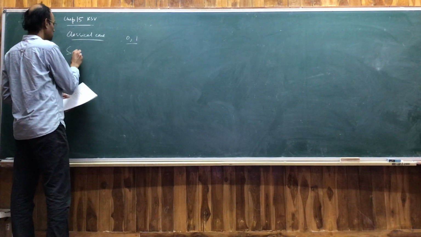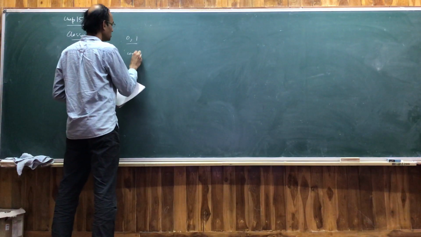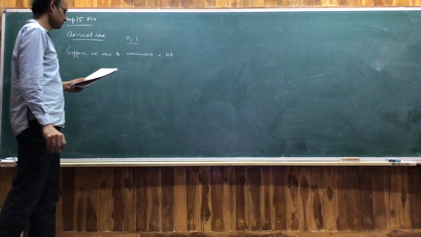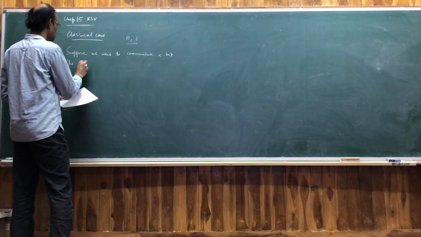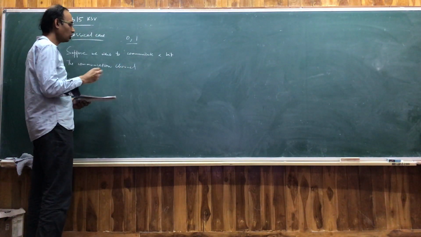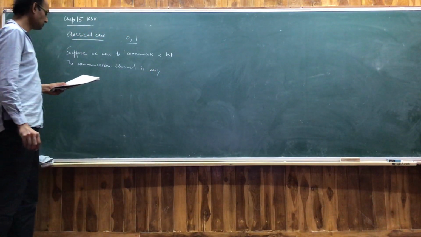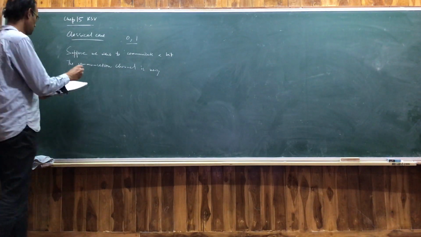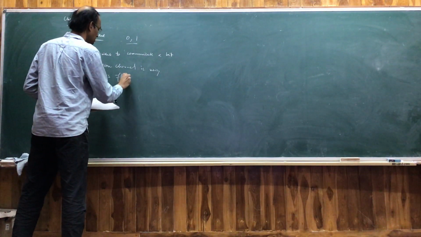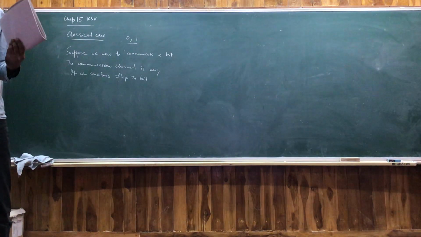So, suppose we want to communicate or store a bit, a single bit. The communication channel or the environment of the storage device is noisy. It can sometimes flip the bit. You send a 0, it makes it into a 1. You send the 1, it makes it into a 0 with some probability.